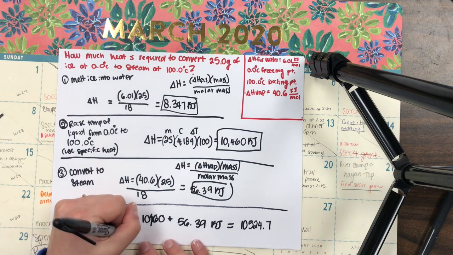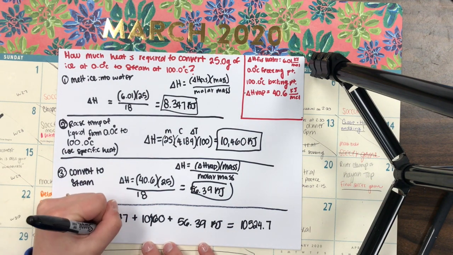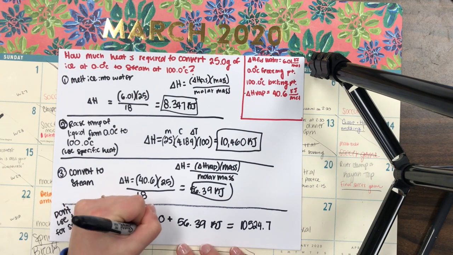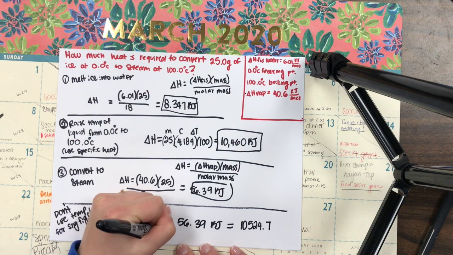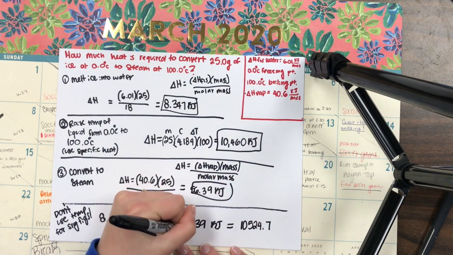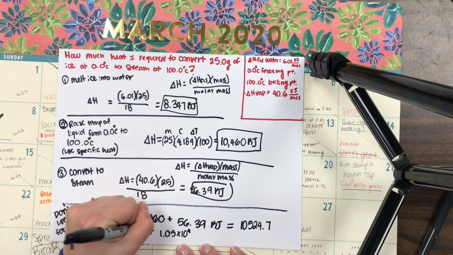If I'm going to round this to 3 sig figs, I have 2 options. So I can say 10,500, or I can do scientific notation and do 1.05 times 10 to the 4th. And both of these are going to be in kilojoules.